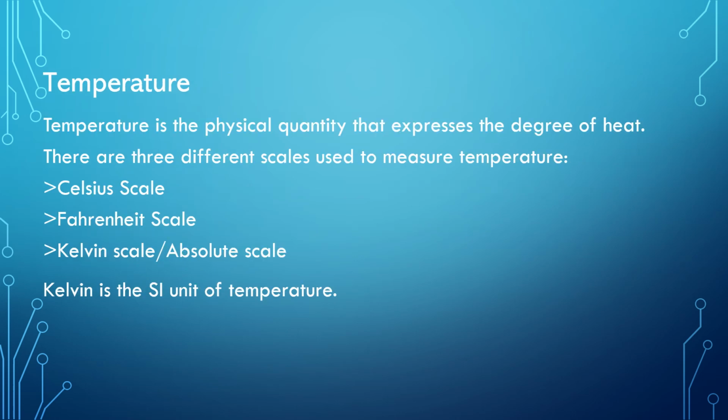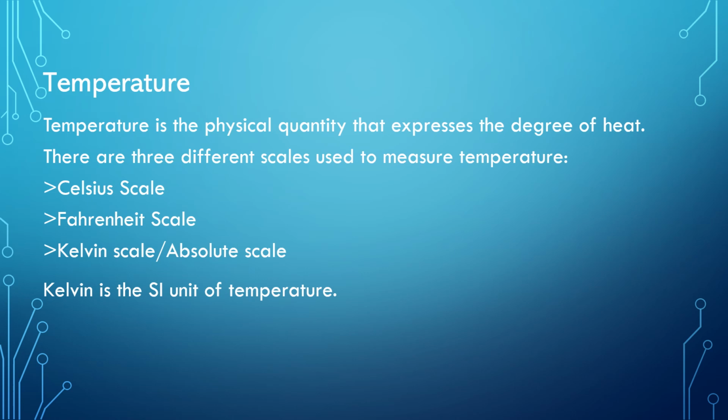Let us look at temperature. Temperature is a physical quantity that expresses the degree of heat. There are three different scales used to measure temperature. Number one, the Celsius scale, which is represented as degree C; the Fahrenheit scale, which is represented as degree F; and the Kelvin scale, also known as the absolute scale, which is represented with the letter K.